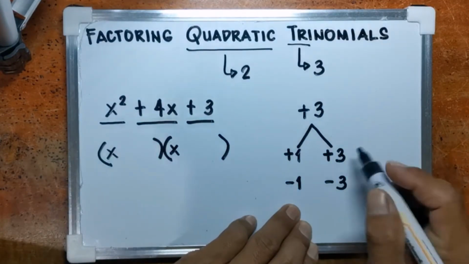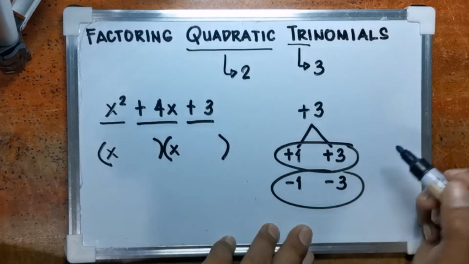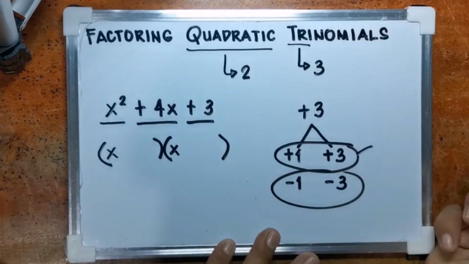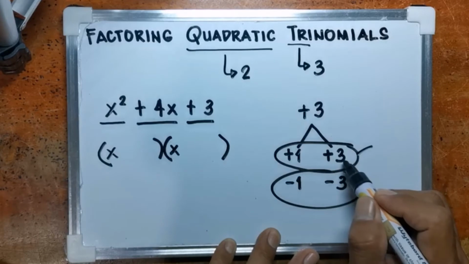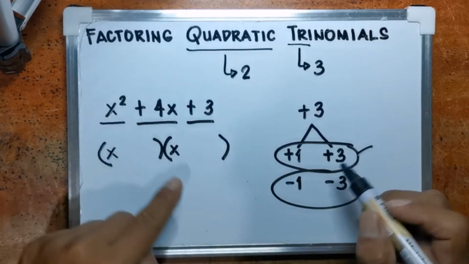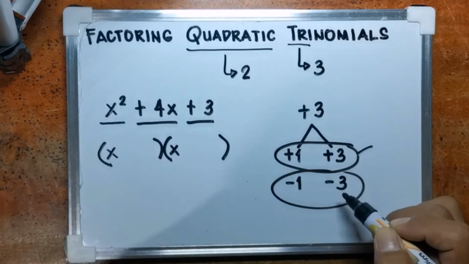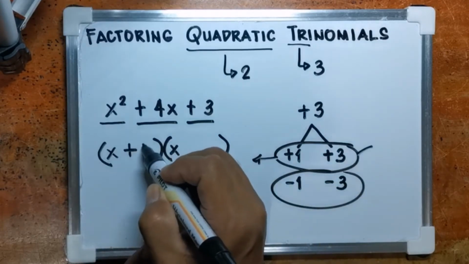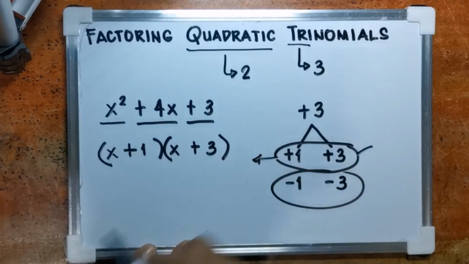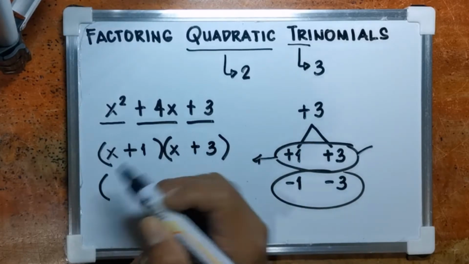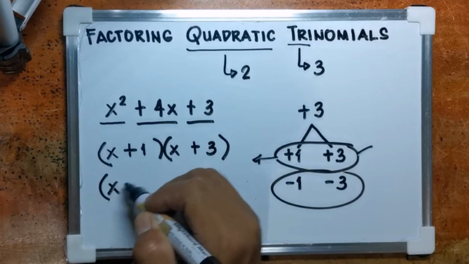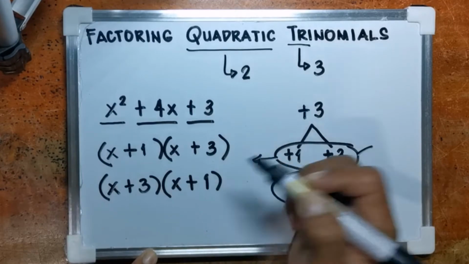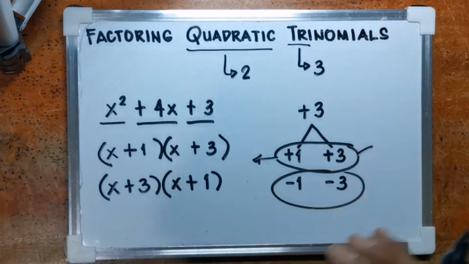Now, which between these two pairs of factors ang merong sum na positive 4? That is the first one. Positive 1 plus positive 3 is equal to positive 4, while negative 1 plus negative 3 is equal to negative 4. So, ito yung gagamitin nating factors. Positive 1 and positive 3. Now, by commutative property, pwedeng mauna yung x plus 3. So, we can have x plus 3 times the quantity x plus 1. So, kahit alin sa dalawa, pareho lang naman siyang tama.